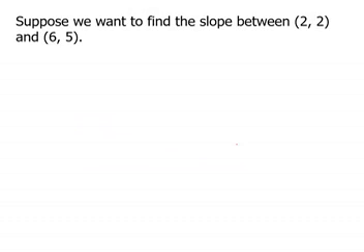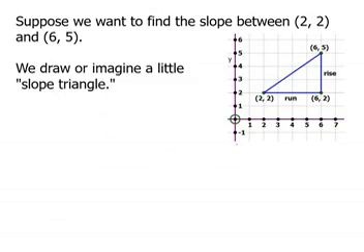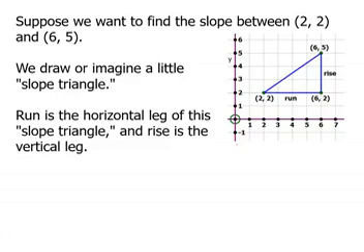For example, suppose we want to find the slope between (2, 2) and (6, 5). We draw or imagine a little slope triangle. And again, you might be able to just visualize this, but even if you can't, you can sketch this on scrap paper. It just has to be a rough sketch. And so now we have a slope triangle, and of course, as always, the horizontal leg is the run, the vertical leg is the rise. And we see, of course, this is a line that's going to have a positive slope. It has a positive rise.